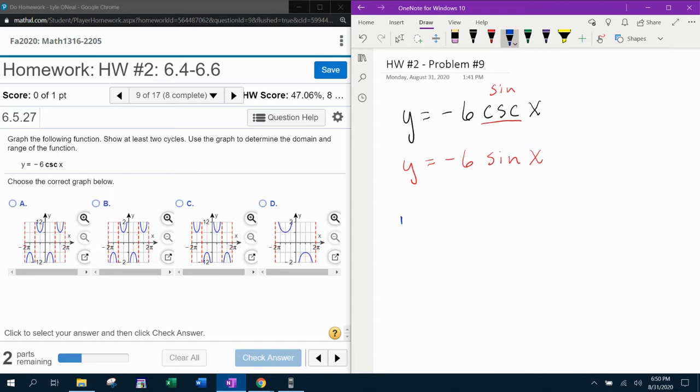So here we go. Step number 1 is the starting point. And the starting point is determined by whether you have sine or cosine. So we have sine, and sine starts at the origin. So that determines the starting point. Step number 2, phase shift.